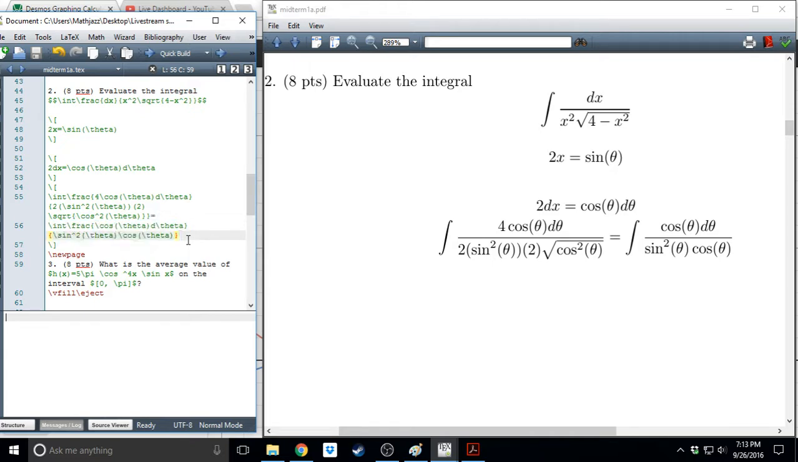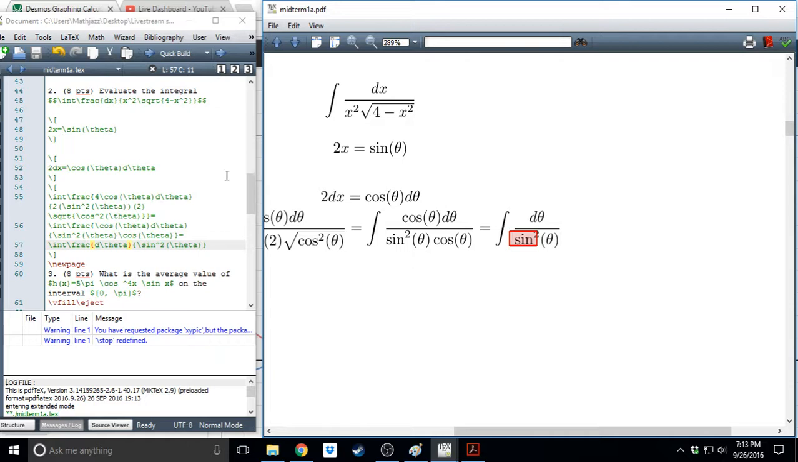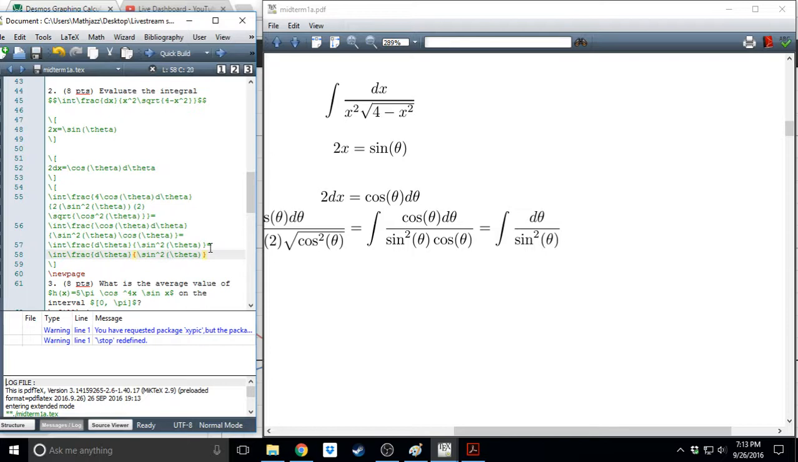So let's write that in as well. Cosine theta cancels with cosine theta. So what that means is we just have the integral of 1 over sine squared theta. We notice that 1 over sine squared theta is cosecant squared, so we can get rid of this fraction because fractions are kind of annoying. So we get cosecant of theta, and it's squared.